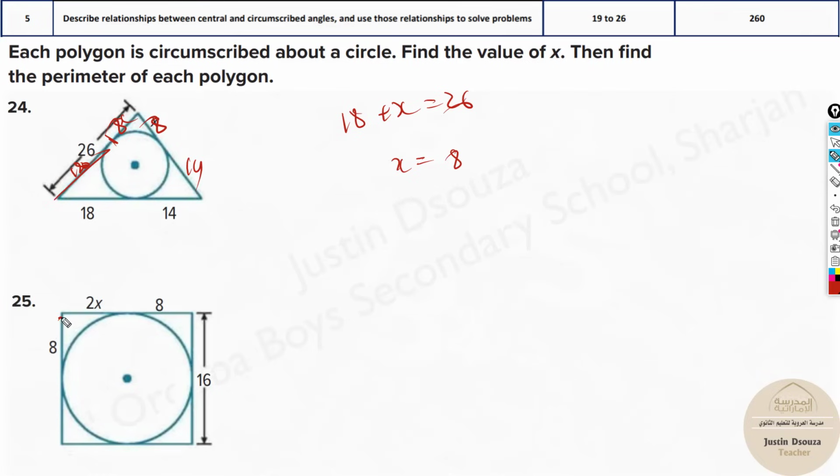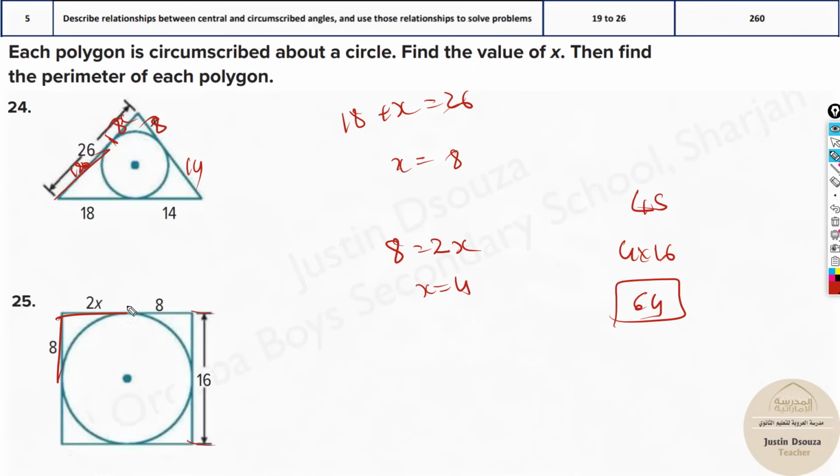Same thing over here. This much is 8 and this is 2x. So 8 equals 2x. So x is equal to 4. And then we know the entire side is 16 here and this is also 16. Here we know this is a square, right? So you can use the square perimeter formula. It's 4 times side. 4 times 16, it'll be 64. So this is the perimeter.